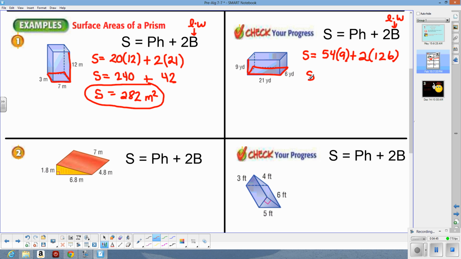So now the surface area is going to equal 54 times 9, which is 486, plus 2 times 126, which is 252. Now we're going to go ahead and add those two together. That's 738 yards squared.